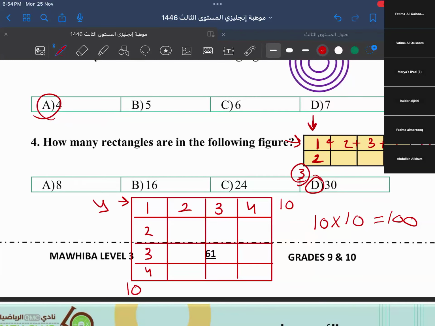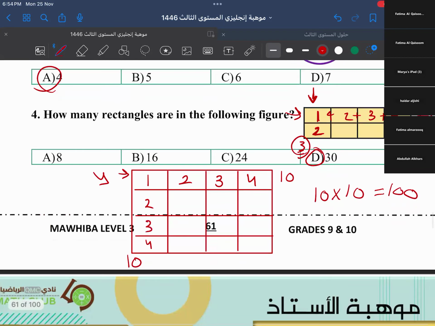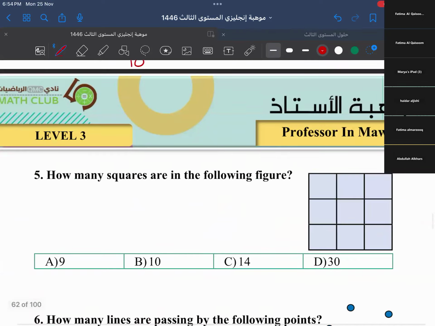You see, when you remember the formula, your life will be so much easier than doing it the normal way, like counting 100 rectangles. Okay? So that is how you count the rectangles here if it was in this way. Yalla, let's see the next question.